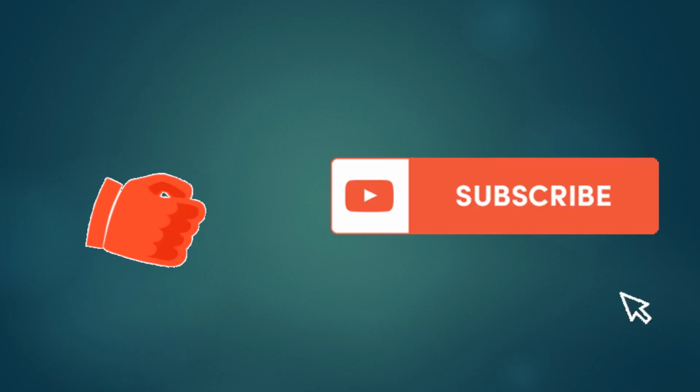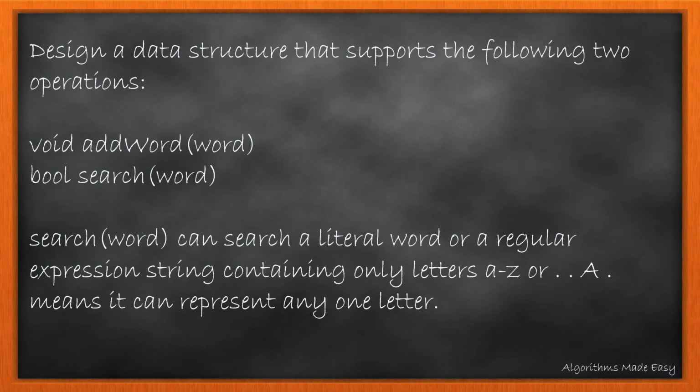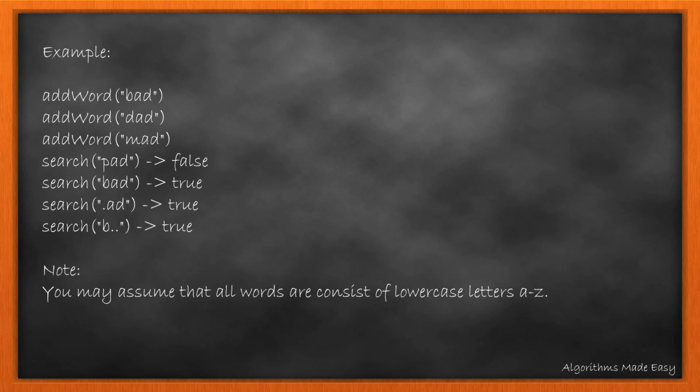Design a data structure that supports the following two operations: addWord and search. Search can search a literal word or a regular expression string containing only letters a to z or dot. A dot means it can represent any one letter. The notes attached to the problem clarify that all letters will only be lowercase.